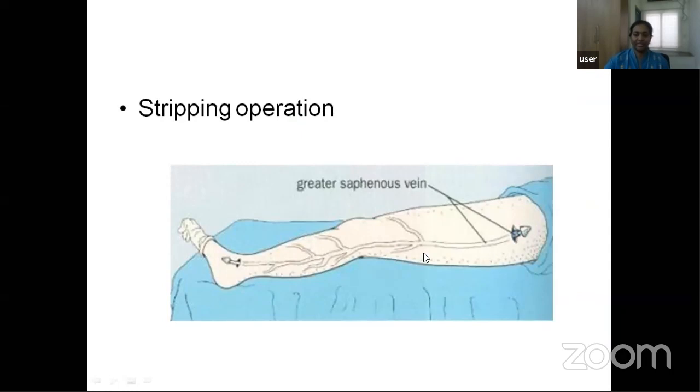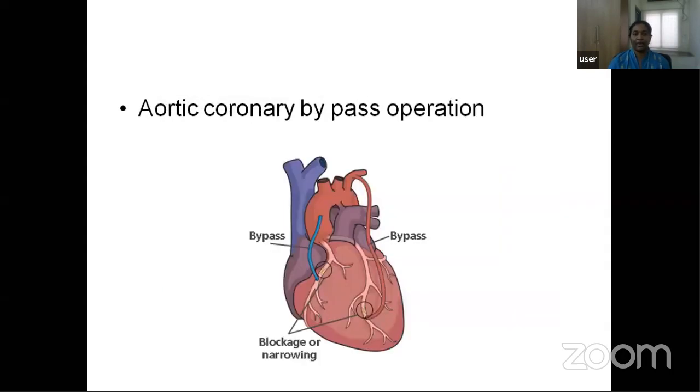As you can see in this picture, it goes till the end, and they try to hook the great saphenous vein and try to pull the great saphenous vein completely. So here, what they are doing is they are removing the great saphenous vein completely. So when we remove the great saphenous vein, the varicose veins, the enlarged veins, will not be there. But this is an old procedure which is not being followed nowadays. So that is the two things they do for the varicose veins.